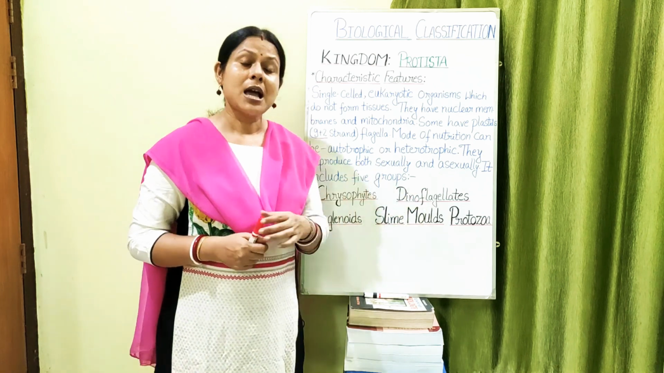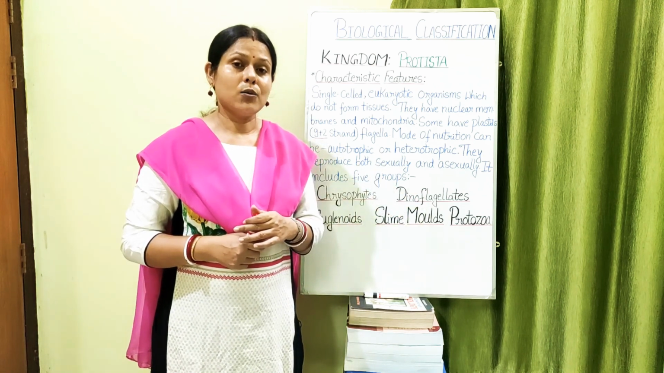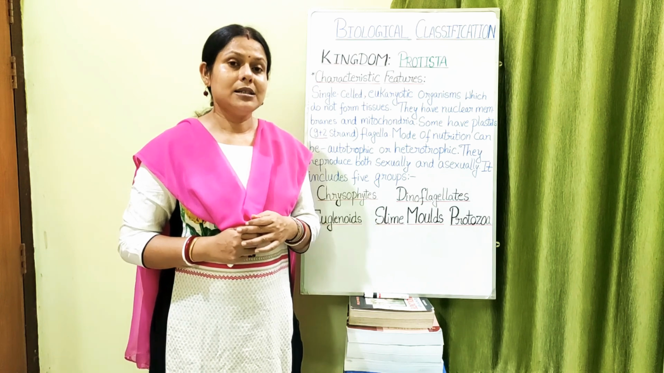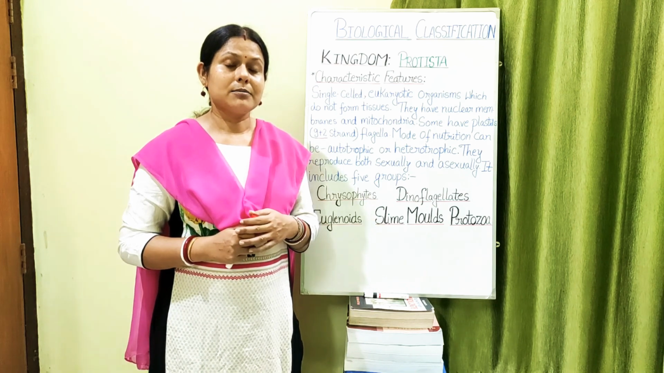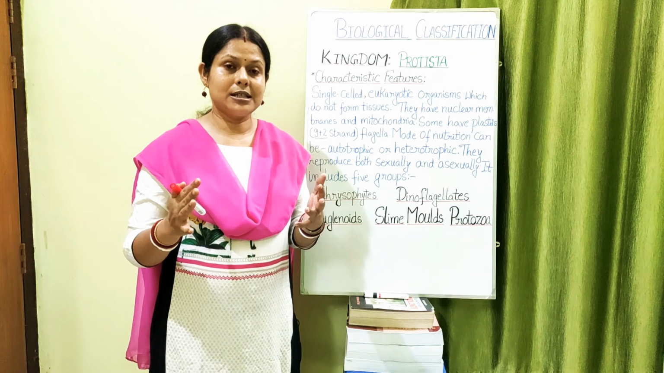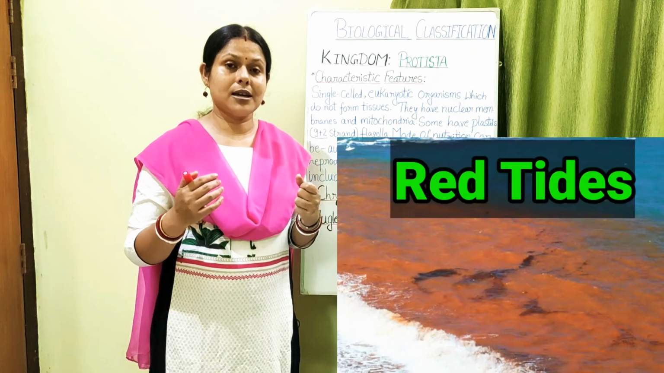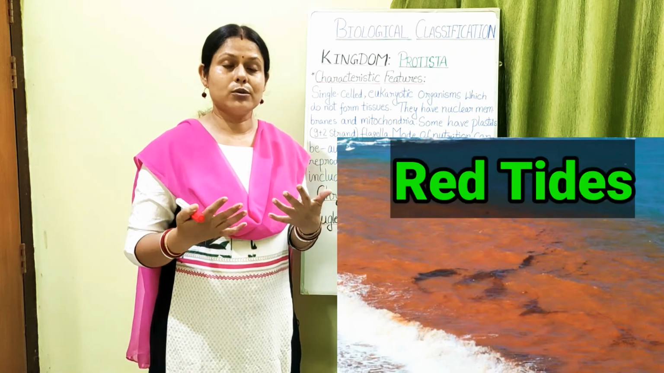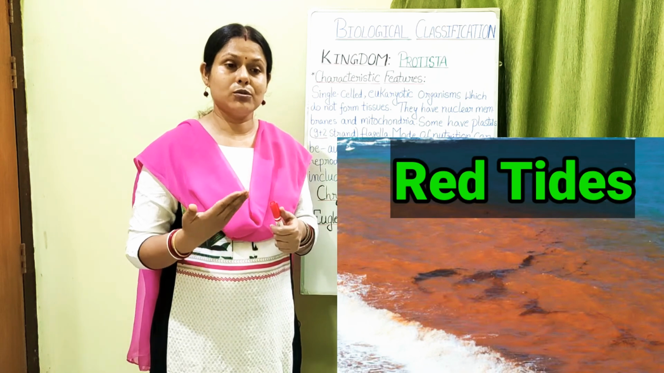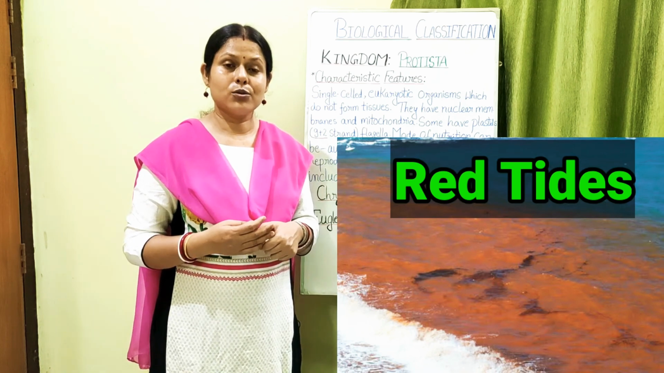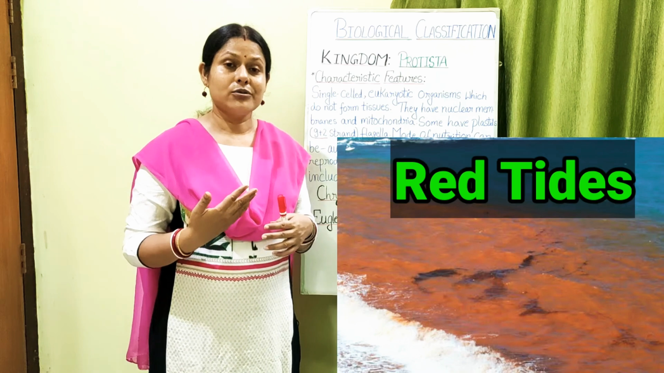These organisms have chlorophyll a, and along with that they have fucoxanthin. Sometimes, when they get accumulated in certain places, they make the water of the ocean or the sea somewhat reddish brown in color. So that's why they are called red tides.